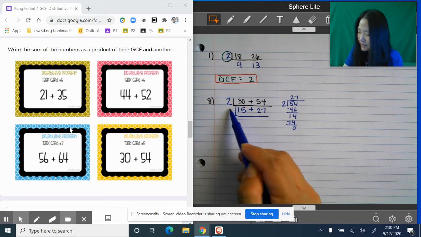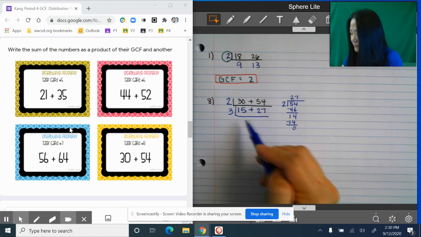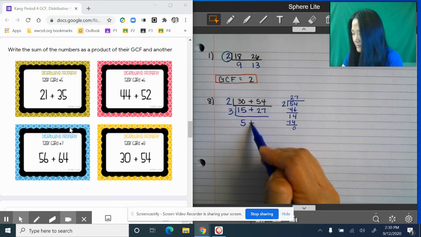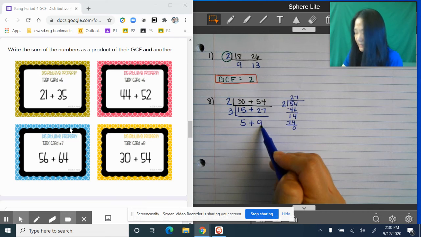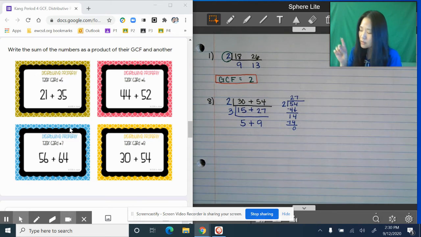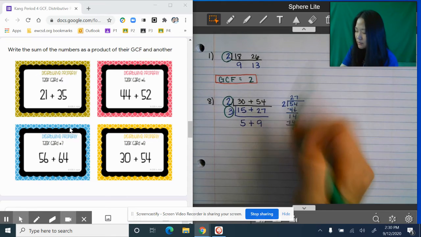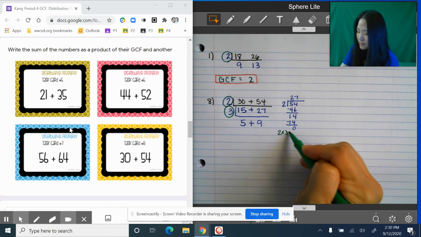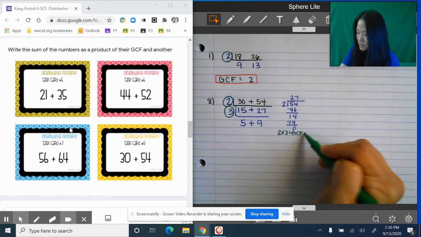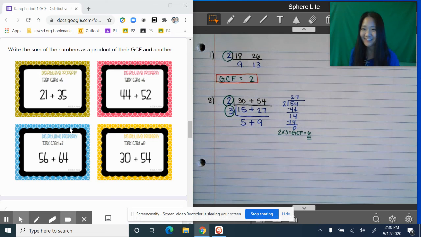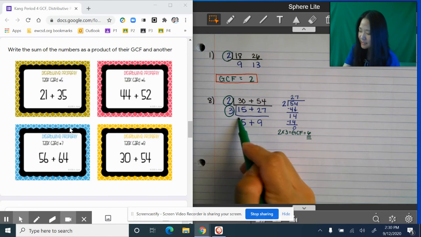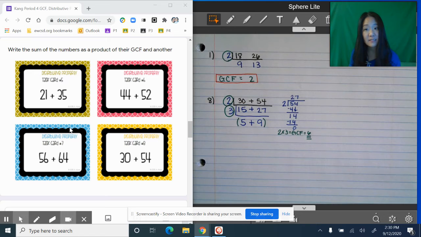I can still divide by 3. 3 goes into 15 5 times, and 3 goes into 27 9 times. If you take a look, 5 and 9 do not have any other common factors, so I'm almost done. First I'm going to multiply the 2 and the 3 to find the greatest common factor, which is 6, and I'm going to save it right here. And for this 5 plus 9, I'm going to put them inside parentheses. Now I'm going to put the answers together.